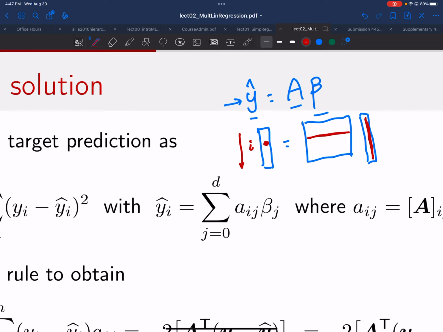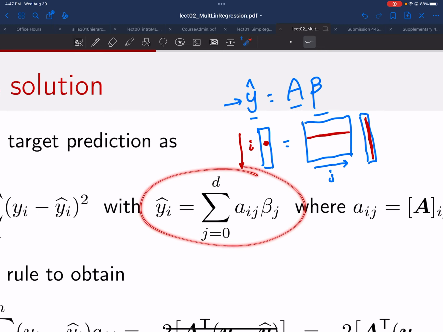From there, hopefully you can see that in order to write that y hat I can use this sum here. So j is going to be indexing this way. I'm going to start with j equals 0, that term times the beta 0 term, plus the next a times the next beta term, and so on. Doing this vector multiply, I can get y hat this way. Is it pretty clear where that sum comes from?